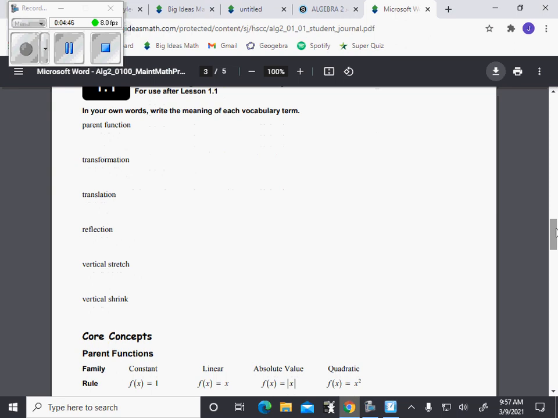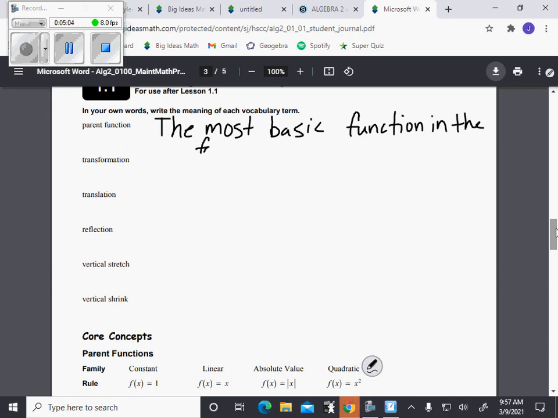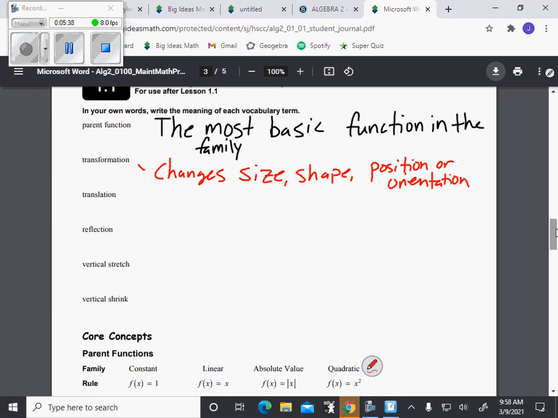The parent function is the most basic function in the family. All right, transformation. We kind of talked about that already, but a transformation changes size, shape, position, or orientation.